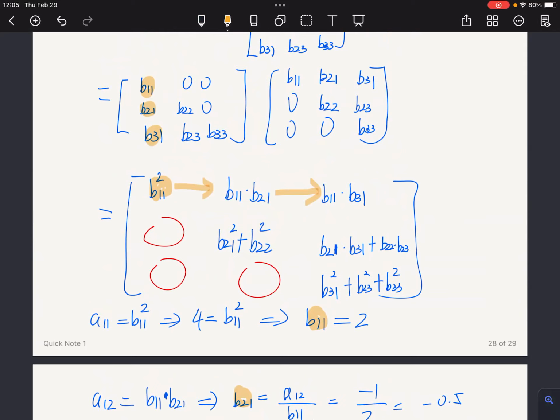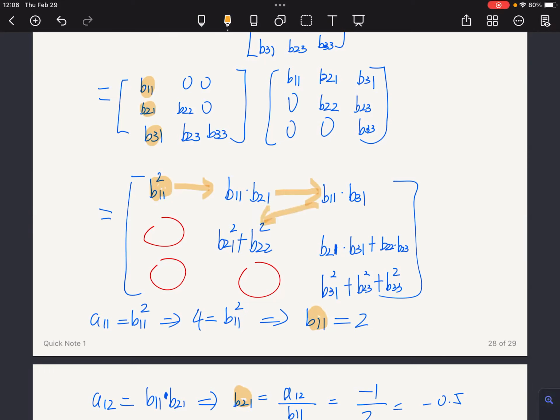So next, would you go to here or go to here to compare the values? We are going from here and then to here because we know B11. And then next, what would you choose? This one or this one? This one? Why? Because you already know B21, right? Yes, correct. So I'm going from here to here.